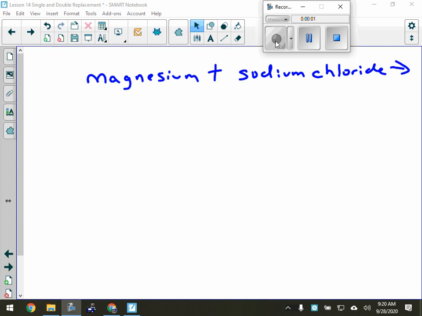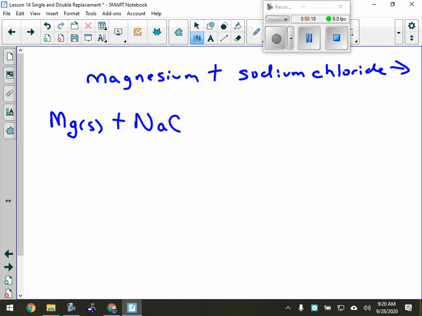On Friday, we talked a little bit about single replacement reactions. So we'd start with magnesium here, right? Magnesium's a solid, it's an element, so we're going to make sure we put the state down there with that. Sodium chloride would have to be in a solution, and I think we talked about why that is.